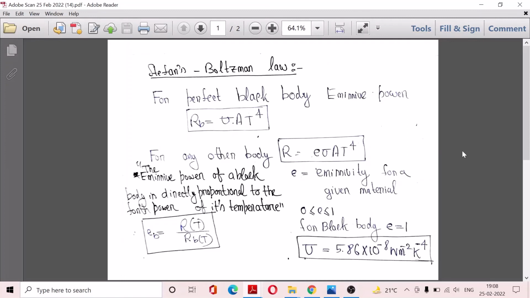For a normal body, R will be equal to eta into sigma into A into T to the power 4, and for a black body, Rb will be equal to sigma into A into T to the power 4. So when we divide R by Rb, we will get the value of E. We call E the emissivity for a given material. For a black body, E will be equal to 1. In the normal case, E always keeps its value between 0 and 1.